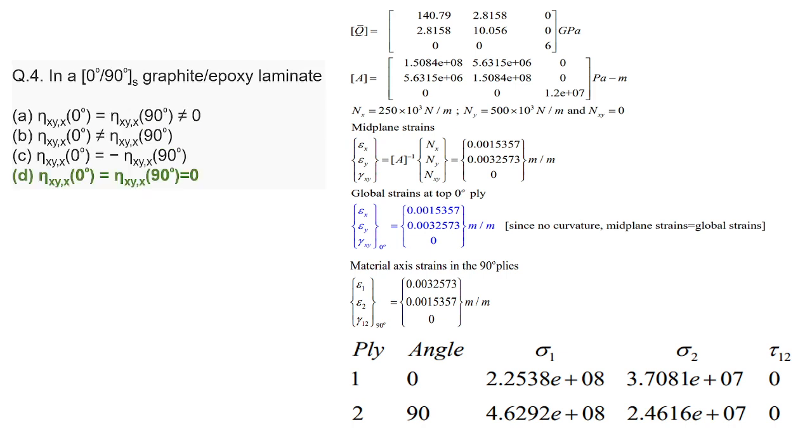The next question is, in a 0-degree 90-degree symmetric graphite epoxy laminate, what will be the value of the shear extension coupling? As the shear stress in xy direction for a 0/90 laminate is equal to 0, there won't be a shear extension coupling value, and hence option D is the correct one, which shows that the shear extension coupling value is equal to 0 for the 0-degree laminate, and also the 90-degree.